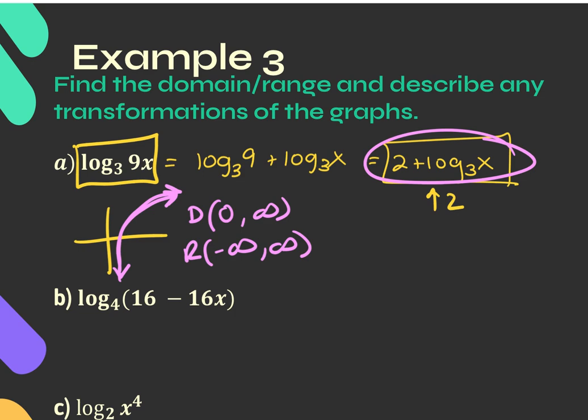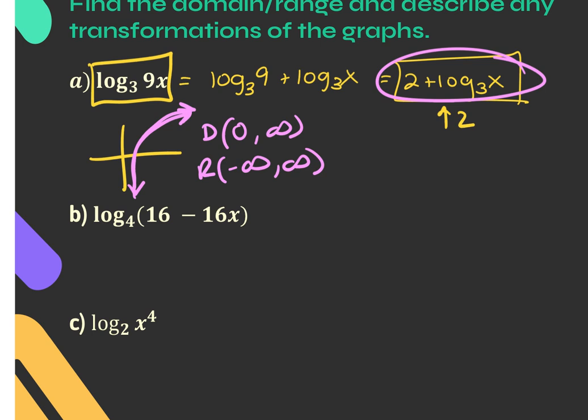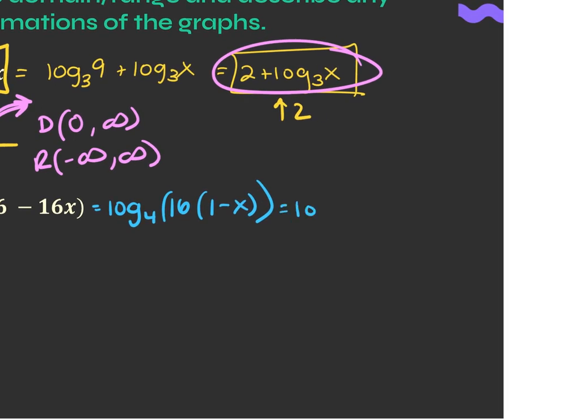Go to B. What are you going to do to expand this out? You've got to take out a 16. I've got to make it a product. So this would be 16 times 1 minus x. When I expand it now, log base 4 of 16 plus log base 4 of 1 minus x. Log base 4 of 16 is what? 2 plus log base 4 of 1 minus x.